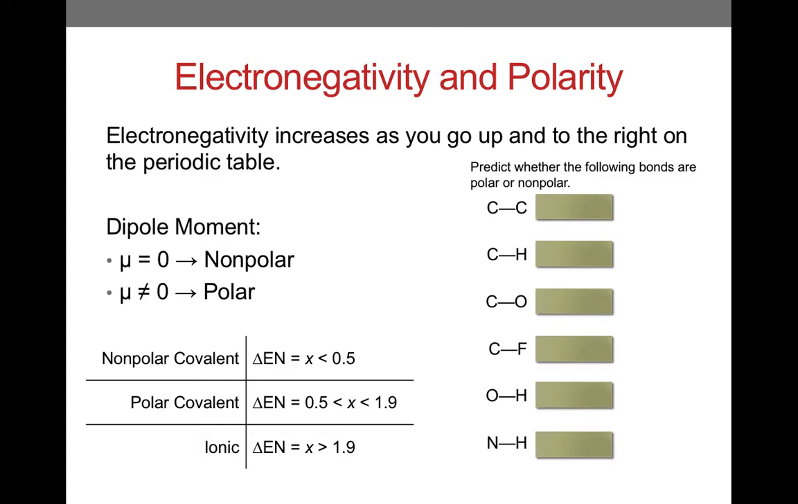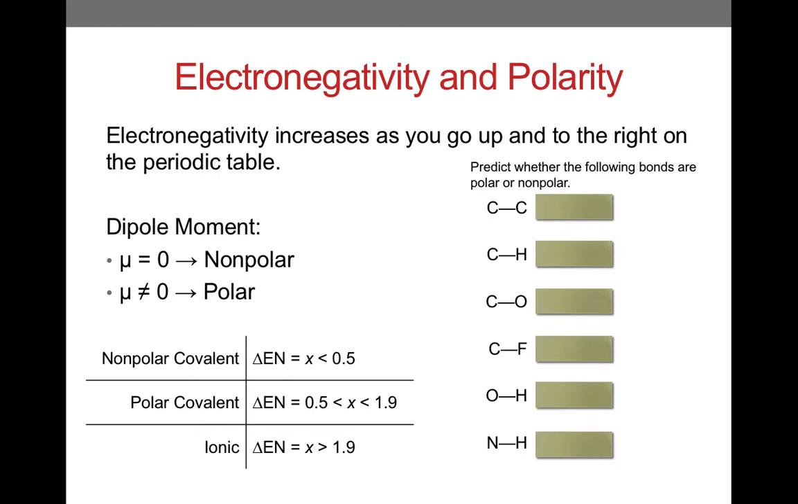A nonpolar covalent bond has an electronegativity value less than 0.5. A polar covalent bond has an electronegativity value between 0.5 and 1.9. If the electronegativity value is greater than 1.9, it is considered to be an ionic bond.